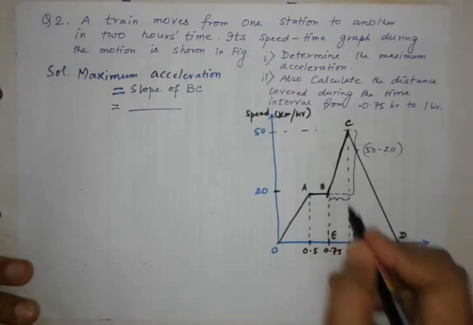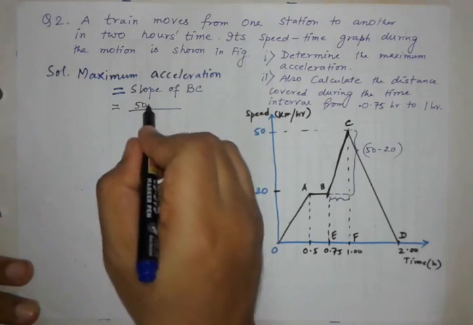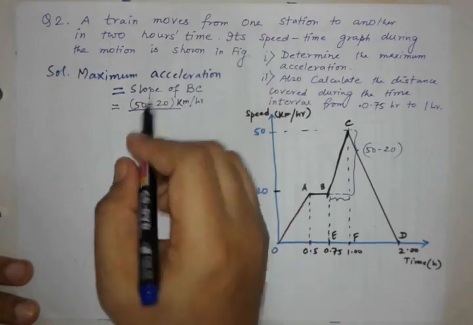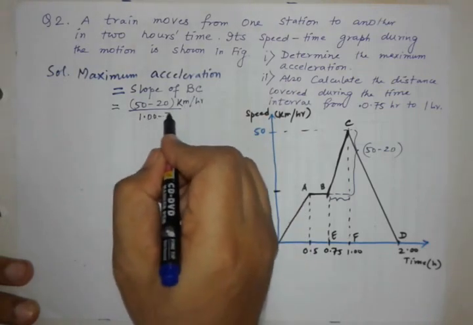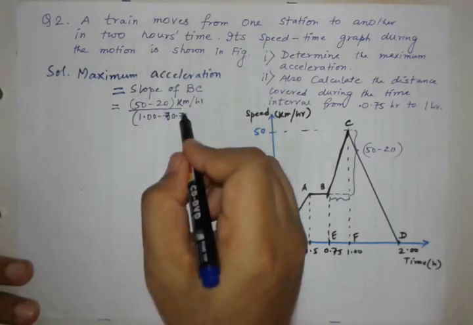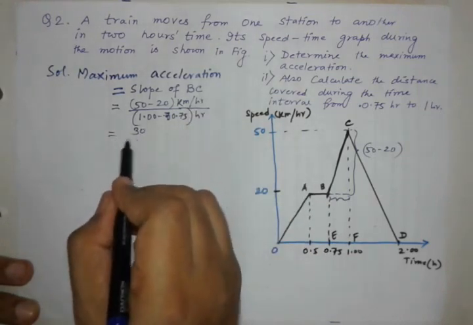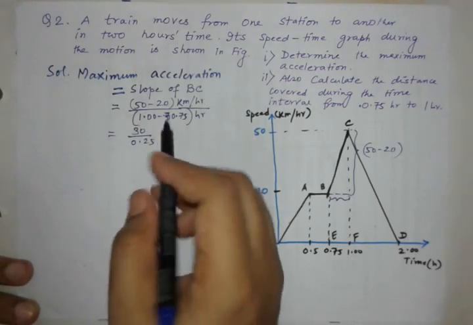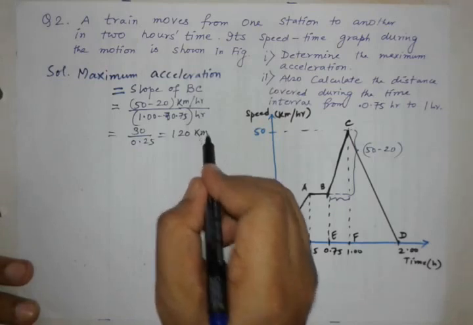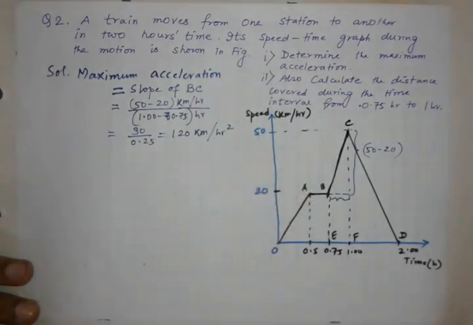And this one you have to find out. This one is how much? 1 minus 0.75. So you can write 50 minus 20 kilometer per hour, and 1.00 minus 0.75, 0.75 hour, or you'll get 30 divided by 0.25. That means 120 kilometer per hour square. Okay, because it is acceleration, that is why.